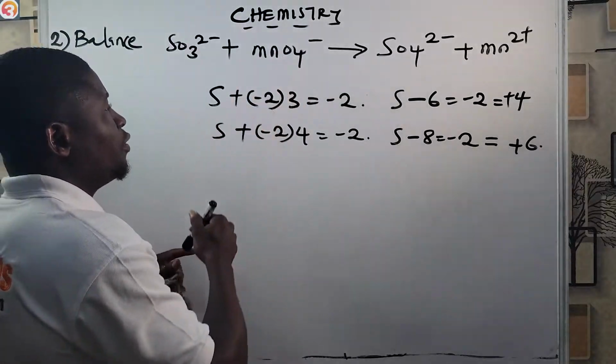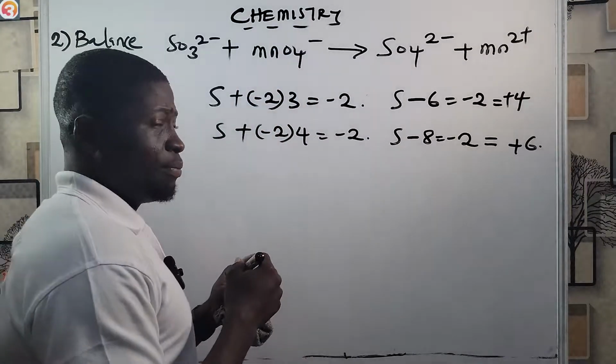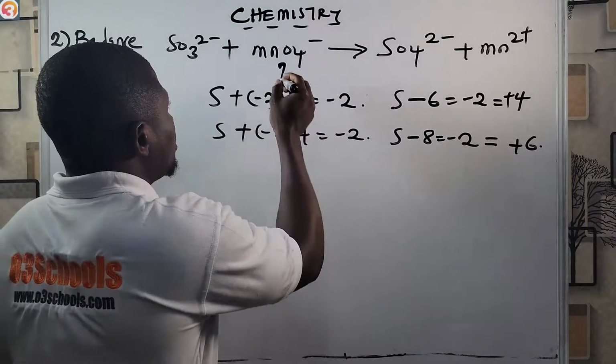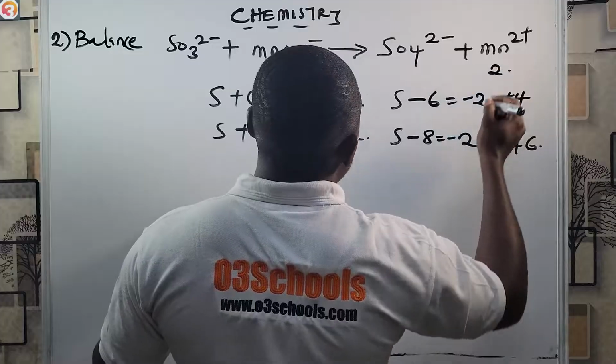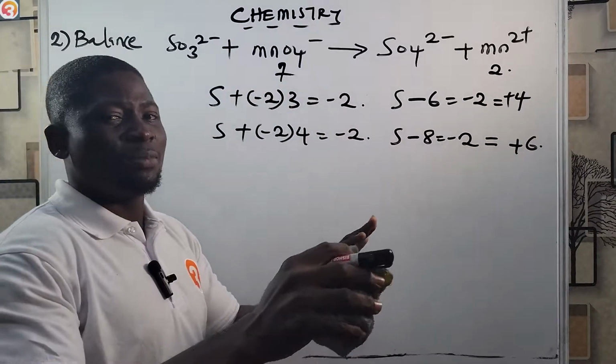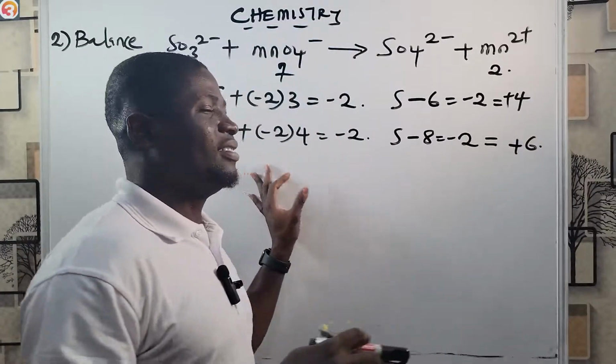Of course, for MnO4-, we have calculated in the previous example. The oxidation number of Mn here is 7, and the oxidation number of Mn here is 2. So it's reduced. So manganese is the reduced species, while sulfur is the oxidized species.